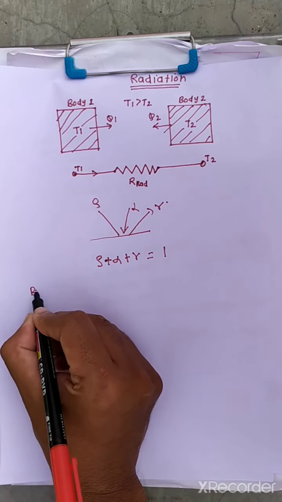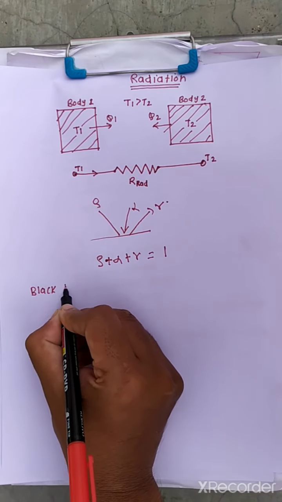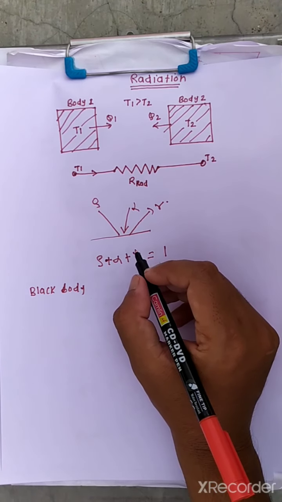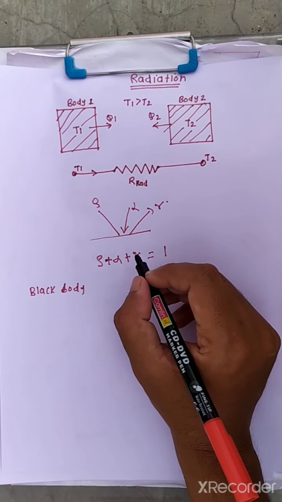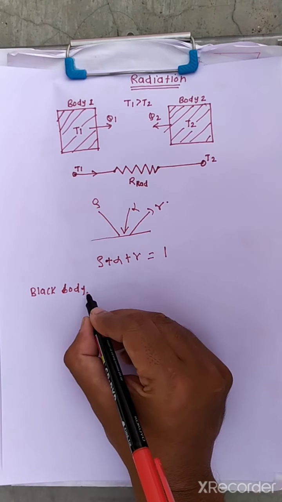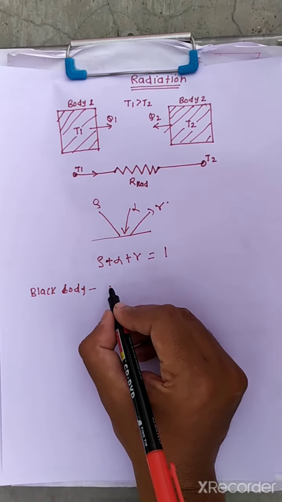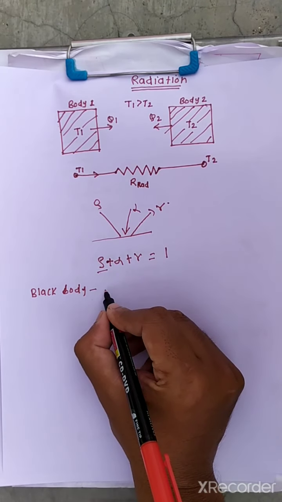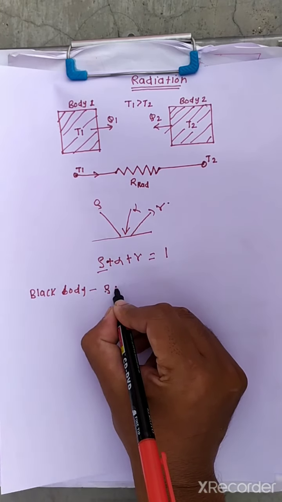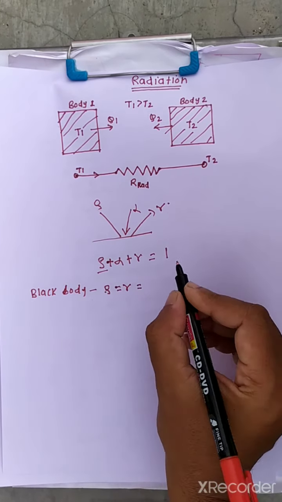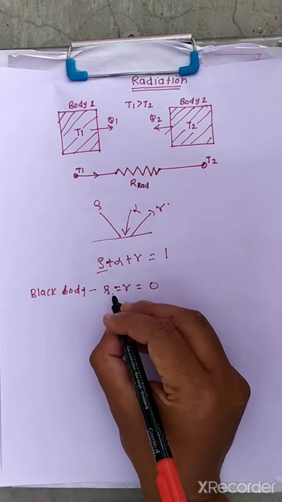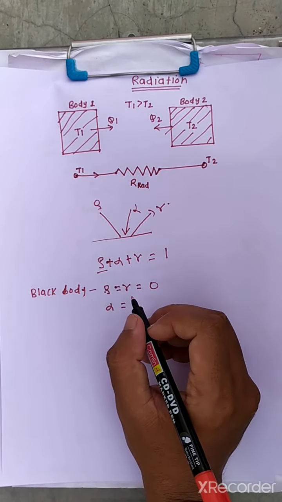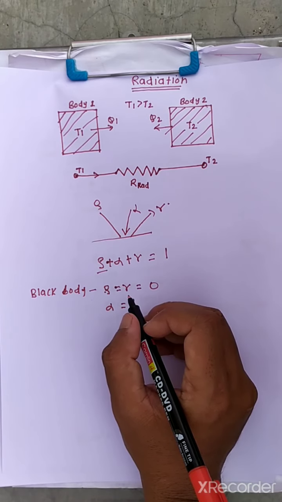Black body. A body which absorbs the entire radiation is called a black body. So in the case of a black body, reflectivity and transmittivity are equal to 0 and absorptivity alpha is equal to 1. A black body is also the best radiator.